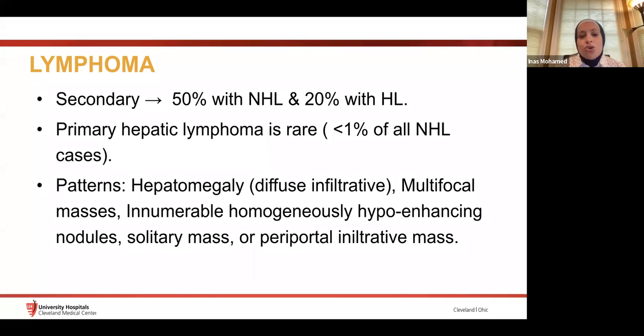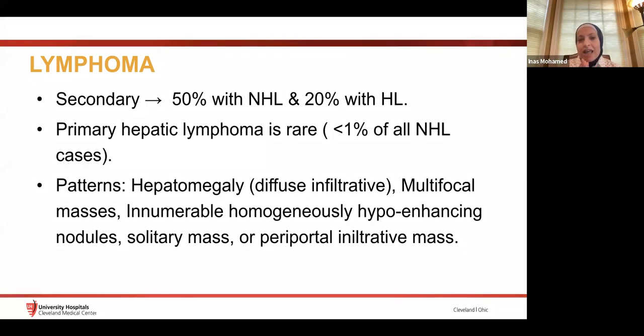Okay, so lymphoma, most likely it's secondary, so the involvement of the liver is secondary. 50% with non-Hodgkin lymphoma, 20% with Hodgkin lymphoma, there is liver involvement. Primary hepatic lymphoma is actually rare, less than 1% of all non-Hodgkin lymphoma cases. Lymphoma has different patterns. And by the way, this is how it looks in the kidney. If you have renal lymphoma, this is how it's going to look.